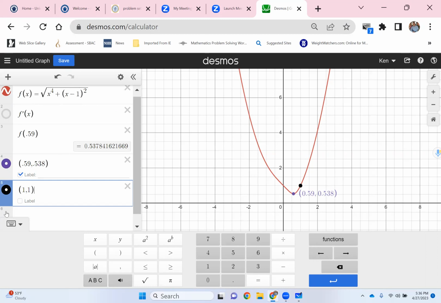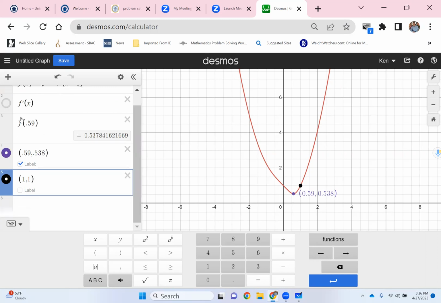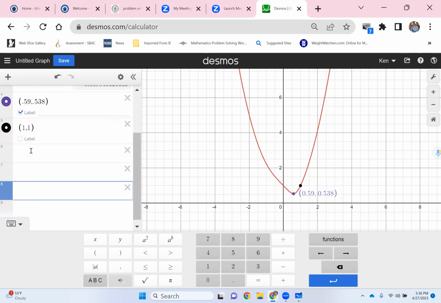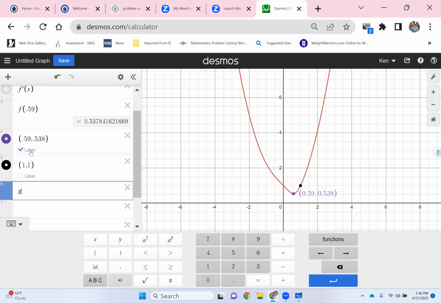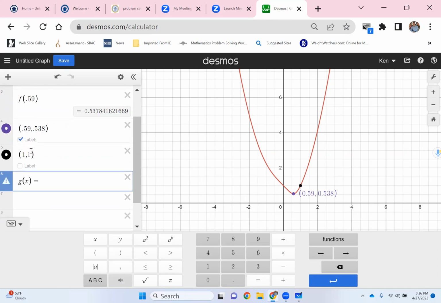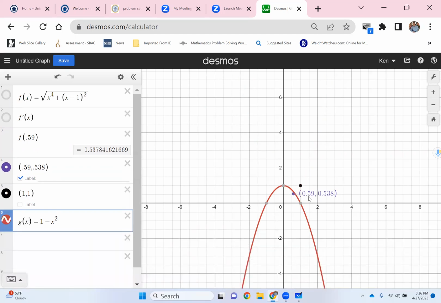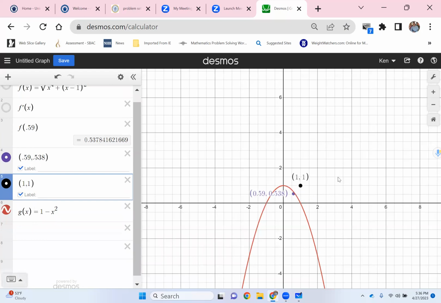All right, so the function is, let's call it g of x now. I made a boo-boo. Equals 1 minus x squared. All right, let's turn off this. And the point (0.59, 0.538) is pretty close to being on the graph. We got some round off error. Here's the point (1, 1). So we see that they look like the closest points. So our answer makes sense: (0.59, 0.538).